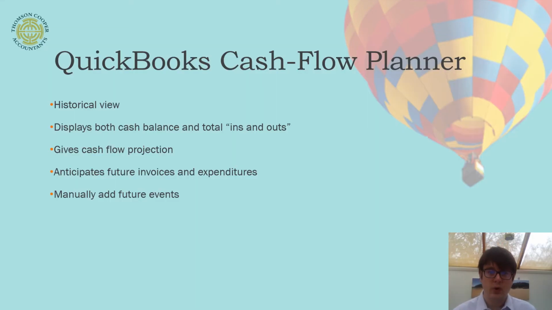Now we will look at the QuickBooks Cash Flow Planner. What it does is it gives us a historical view of the cash position of the business. Furthermore, it displays both the cash balance and the total ins and outs of the organisation. It can give us a cash flow projection. It also anticipates future invoices and expenditures. And furthermore, what we can do is manually add future events into the calculation.